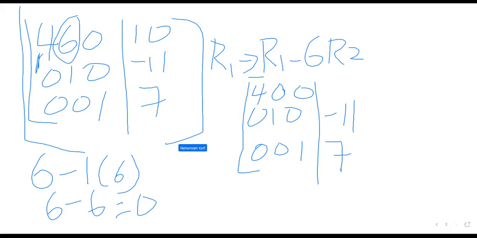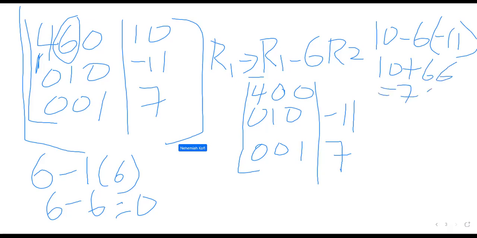So let me do it this way. So it is row 1, 10 minus 6 into brackets negative 11. A negative times a negative gives us positive 66. So now it's plus 66, which is equal to 76. So here will be 76.